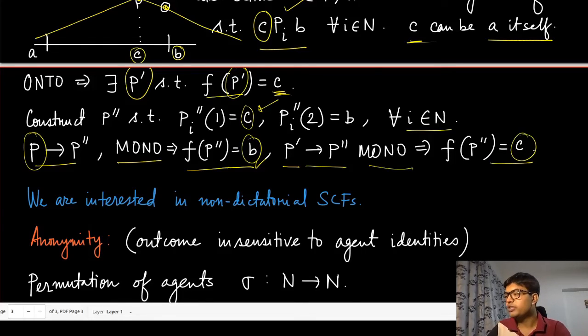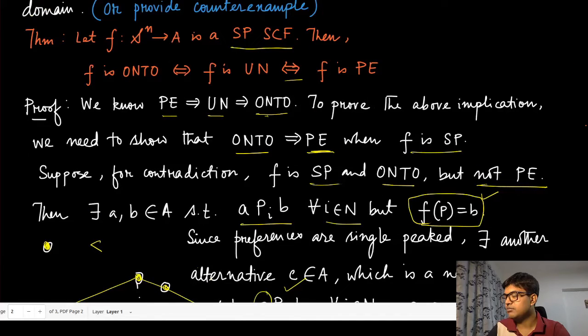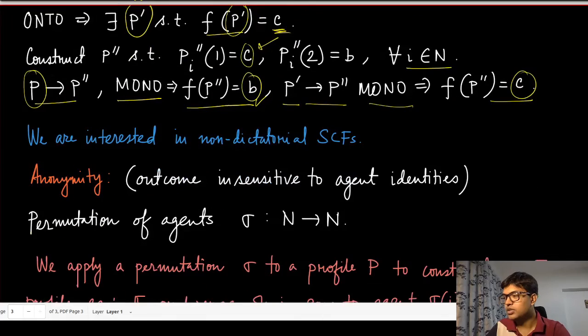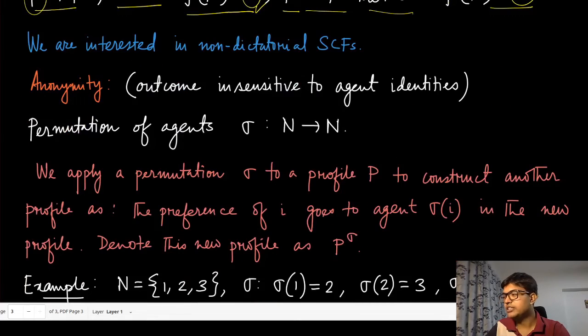So we have started with an assumption, not PE, but we have proved that this is supposed to be PE. So then we have actually proved this equivalence, which we had for the unrestricted domain, but this implication is also true even in this single peak preferences domain. So now we are interested in designing non-dictatorial social choice functions.